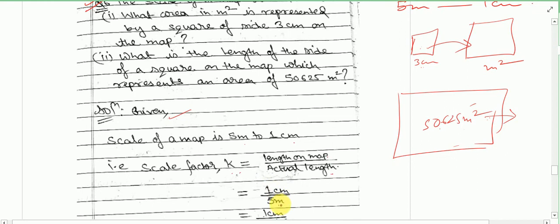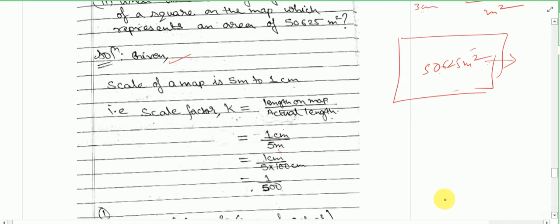Now we have to make the unit same. So we'll convert this meter into centimeter. So 1 meter is equal to 100 centimeters. So I get 1 centimeter upon 5 into 100 centimeter. So 1 upon 500. So scale factor is 1 upon 500.